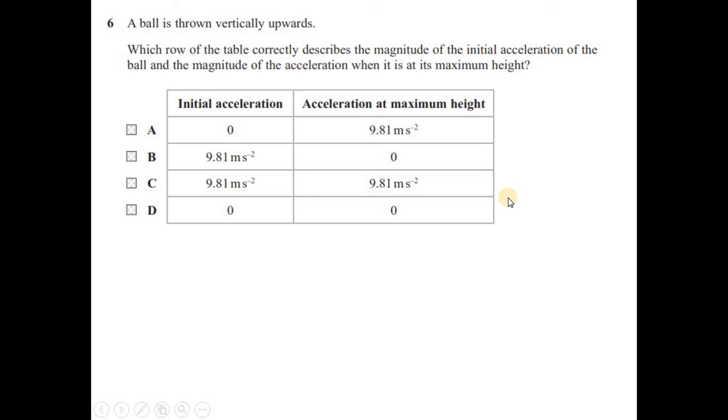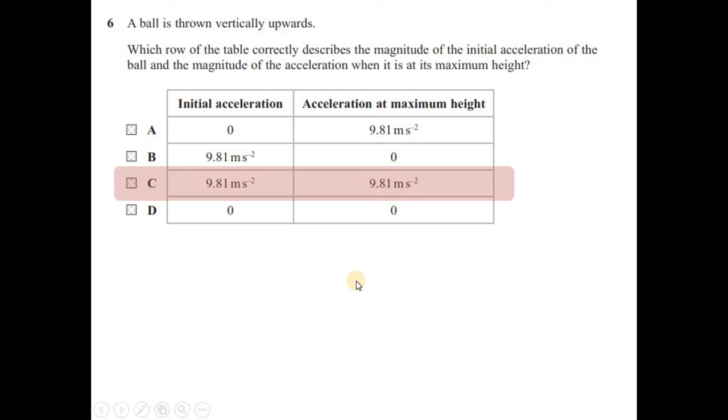So remember, when some object is moving under gravity, there is always acceleration due to gravity acting on the object. No matter whether it is at the ground or at some height or during the motion, throughout, the initial acceleration when it starts is 9.8 and it stays constant throughout the motion. So of course at maximum height it cannot be 0, so it should be 9.8 throughout. So option is C.